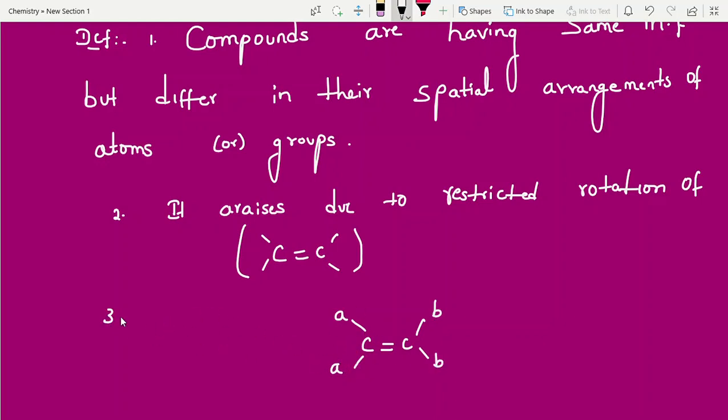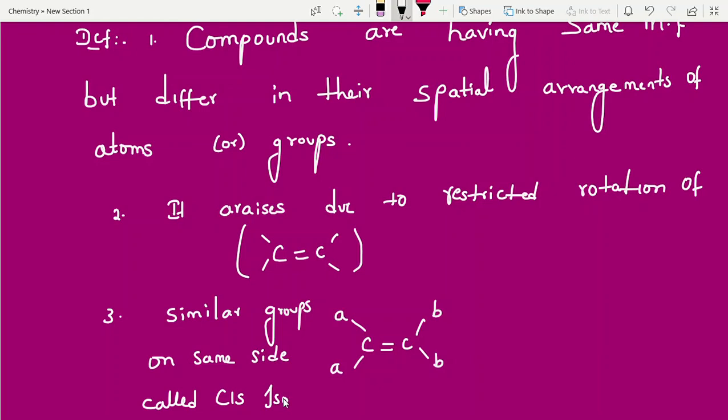Better to write it as the third point: similar groups on the same side are called cis isomer. See students here, similar groups A, B, B on the same side. Same side means we call it cis.